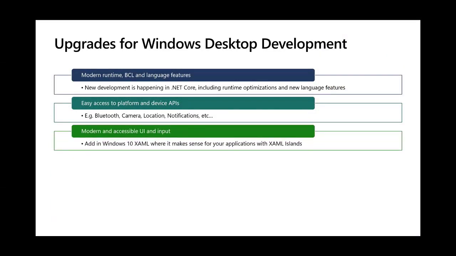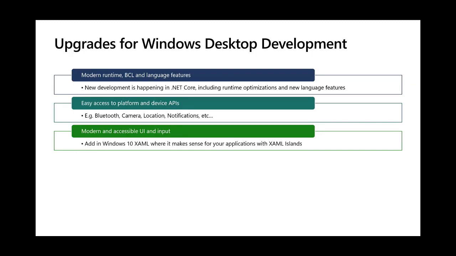Okay, so also having a modern and accessible UI and input. Now there have been a lot of improvements in Windows 10 with respect to accessibility and input, for example, with inking and with touch support. Those have been big features of Windows 10, and WPF and WinForms really aren't optimized for those input types.